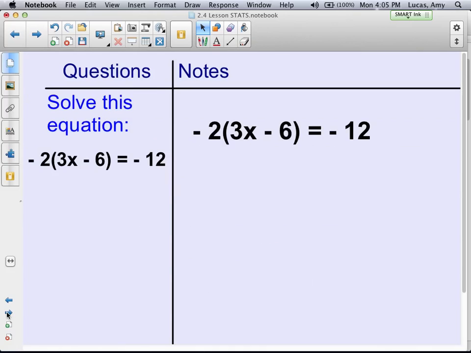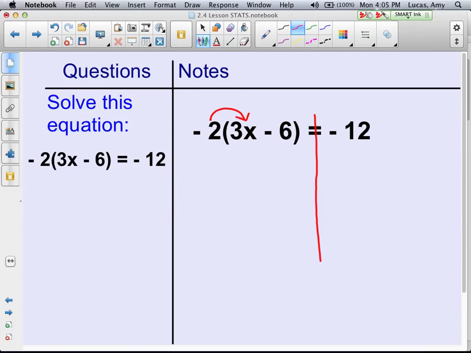Okay, solve this equation. First up, I see parentheses. So I'm going to have to distribute here. So I'm going to take my -2 and I am going to distribute it to everything in the parentheses. That means multiplying, because a number right next to a parenthesis is multiplied. -2 times 3x is -6x. -2 times -6 is +12.